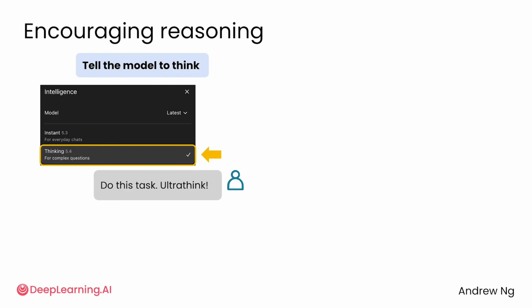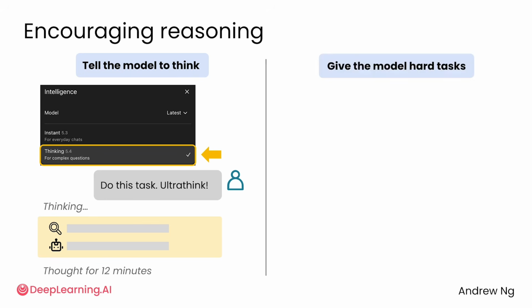And if you do so, an AI model will sometimes think for many tens of seconds or even minutes, or maybe sometimes even over 10 minutes in order to give you a good answer. Especially with reasoning or with thinking models, I also encourage you to try giving the model hard tasks to see what it can do for you.